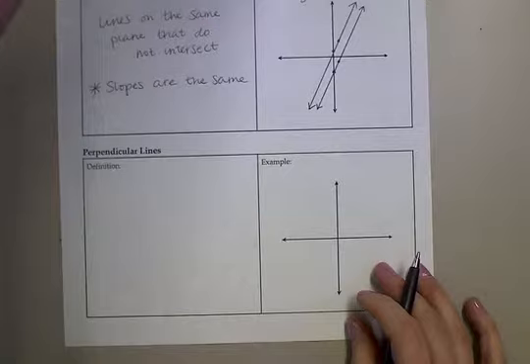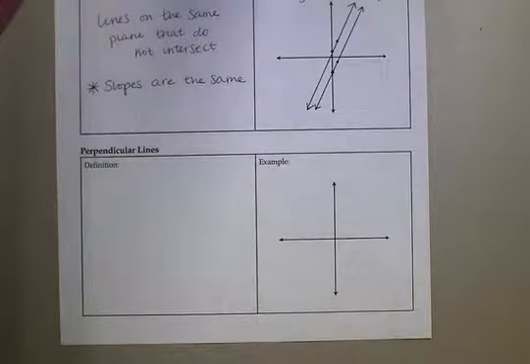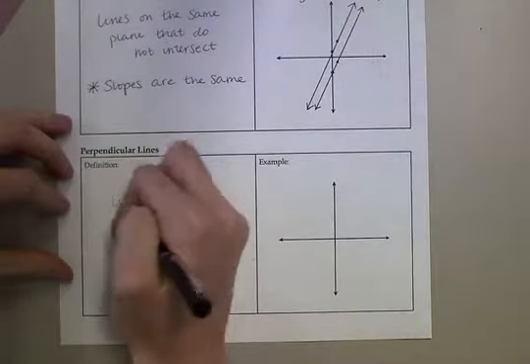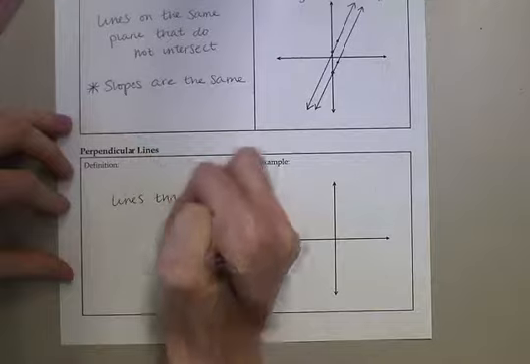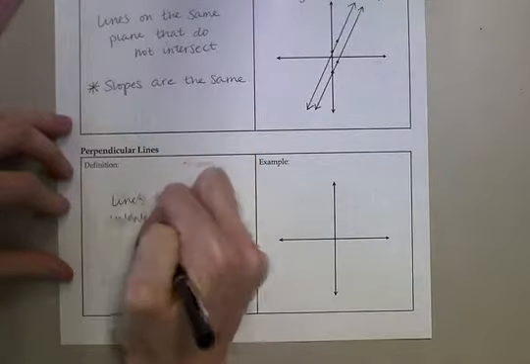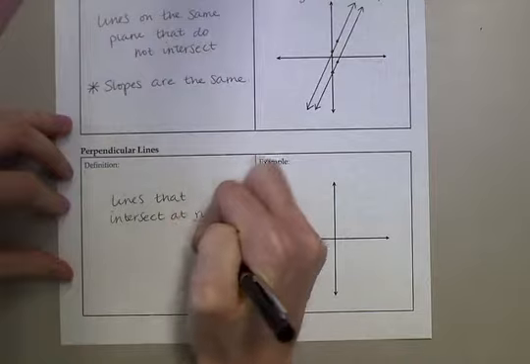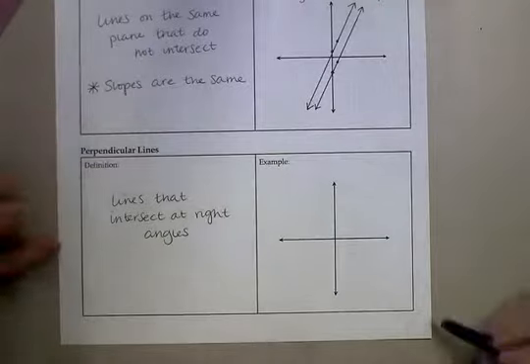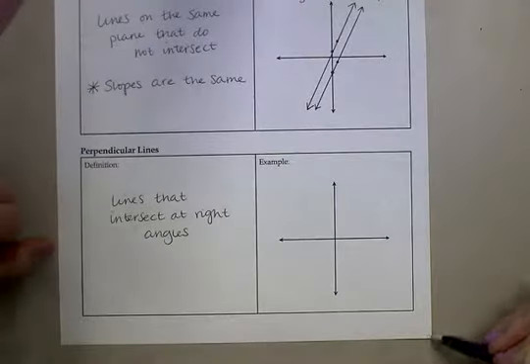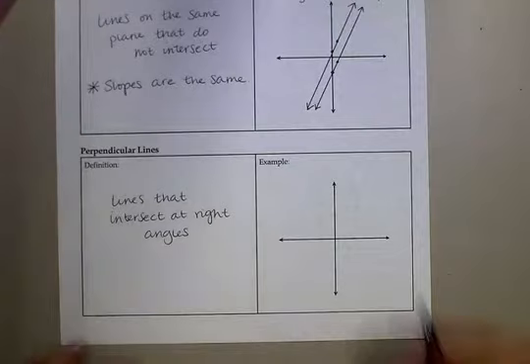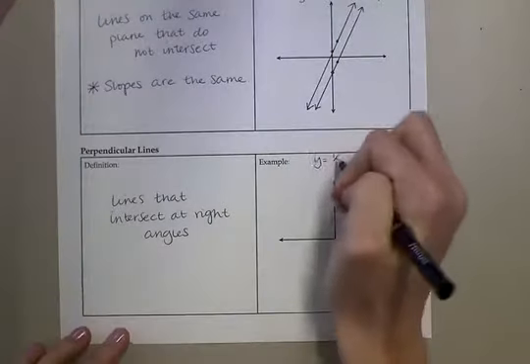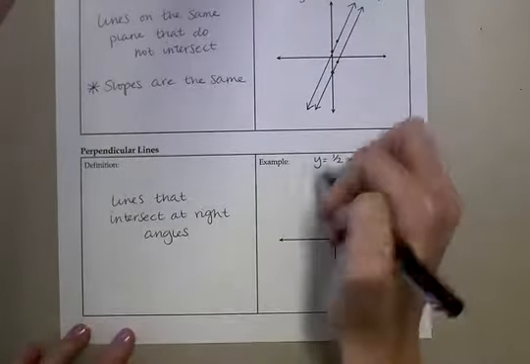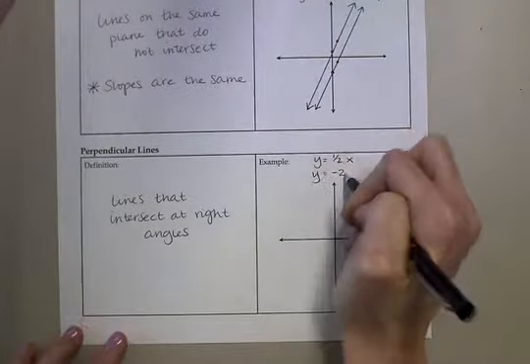Okay, the other kind of relationship that we are going to examine is between perpendicular lines. Perpendicular lines are just lines that intersect at right angles. A right angle is a 90-degree angle, or a perfect corner, such as the one on this paper. Our example is going to be y equals 1/2 x, and the other equation we're going to compare it to is y equals negative 2x.